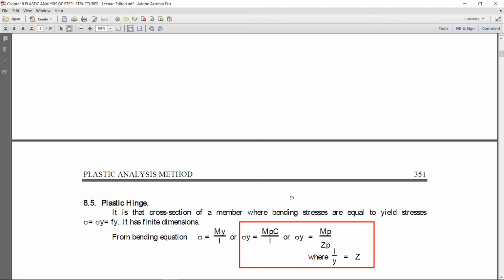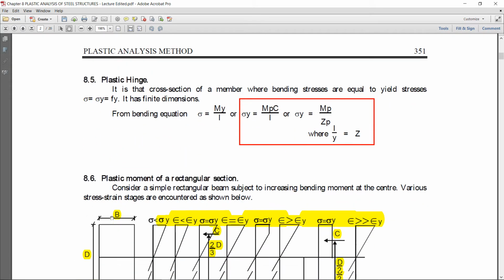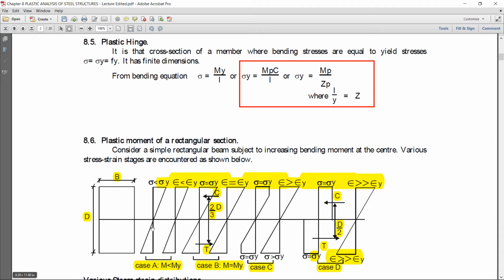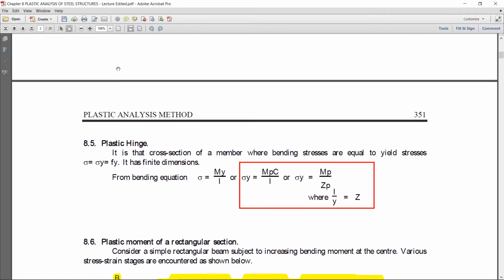Plastic hinge. It is that cross section of a member where bending stress is equal to yield stress. Here is the stress profile of this beam. If the stress in the extreme fiber reaches yield, then at that point plastic hinge formation will start.